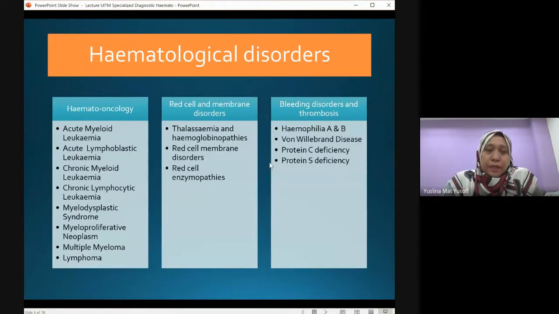So before we go further, I will go generally over the hematological disorders. Actually, there is a wide spectrum of hematological disorders. We just stop on hemato-oncology, mainly the cancers, but we also have some benign types. Then we have red cell and membrane disorders such as thalassemia, the membrane disorders, or enzyme deficiency such as G6PD. We also have a group of bleeding disorders and thrombosis such as hemophilia A and B, von Willebrand disease, and also thrombosis such as protein C and protein S deficiency.